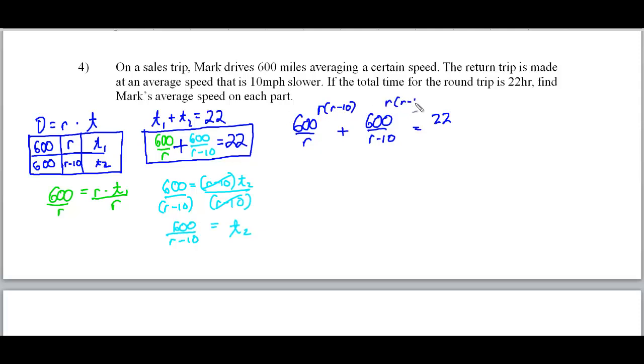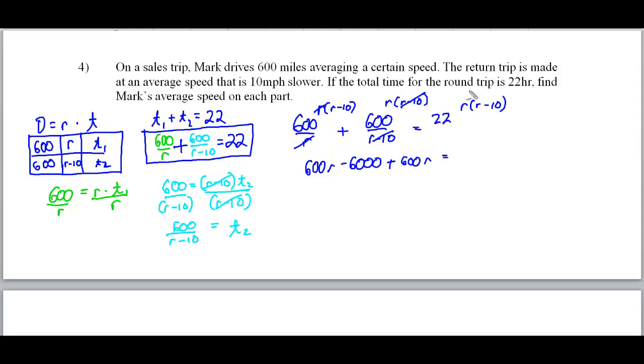I'm going to multiply everything by r and r minus 10. What this will do is cancel out the denominator. Now the denominator goes away here and leaves me with 600 times r minus 10. So this is going to be 600r minus 6,000, because the minus 10 puts an extra 0 on there. Then I'm going to distribute here. The r minus 10s cancel out or simplify to 1.